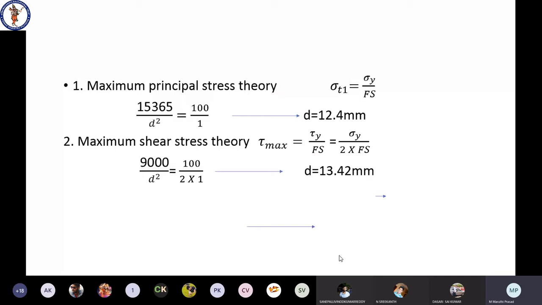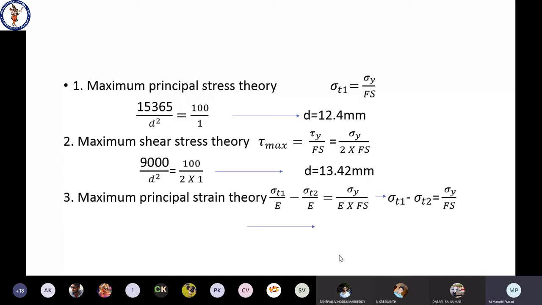Third one, maximum principal strain theory. In this theory, the major parameter is principal strain. Here the induced strain will be compared with the allowable strain to say whether the component has failed or not. Certainly the induced strain should be less than or equal to the allowable strain of the material. The worst situation to avoid failure is when induced strain equals allowable strain.